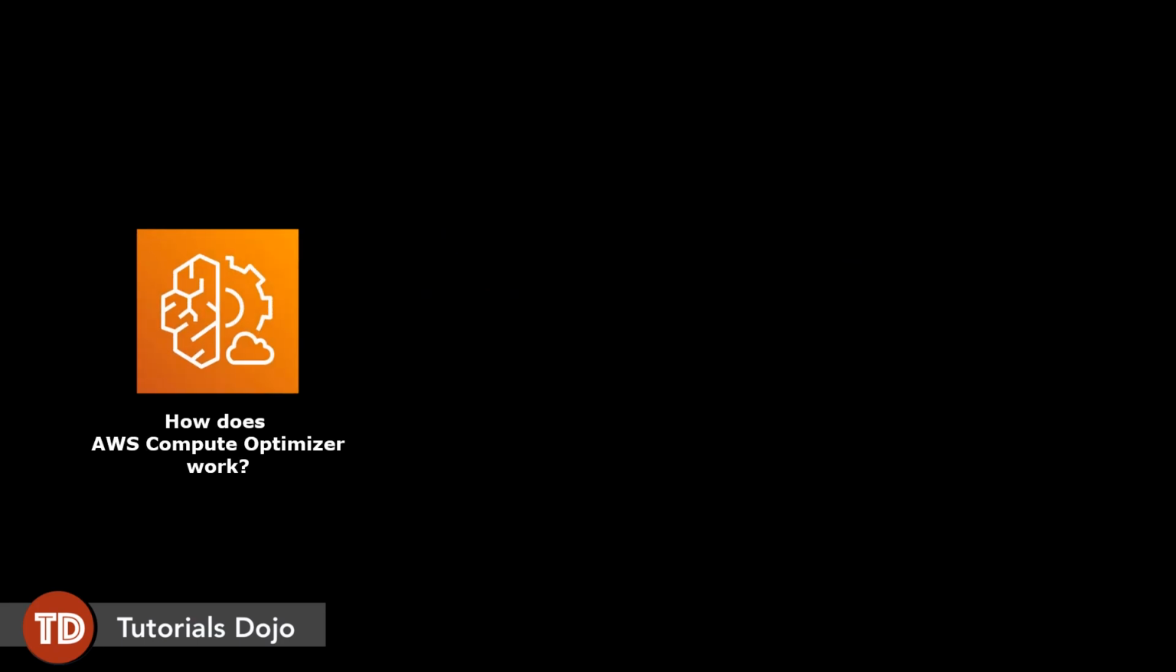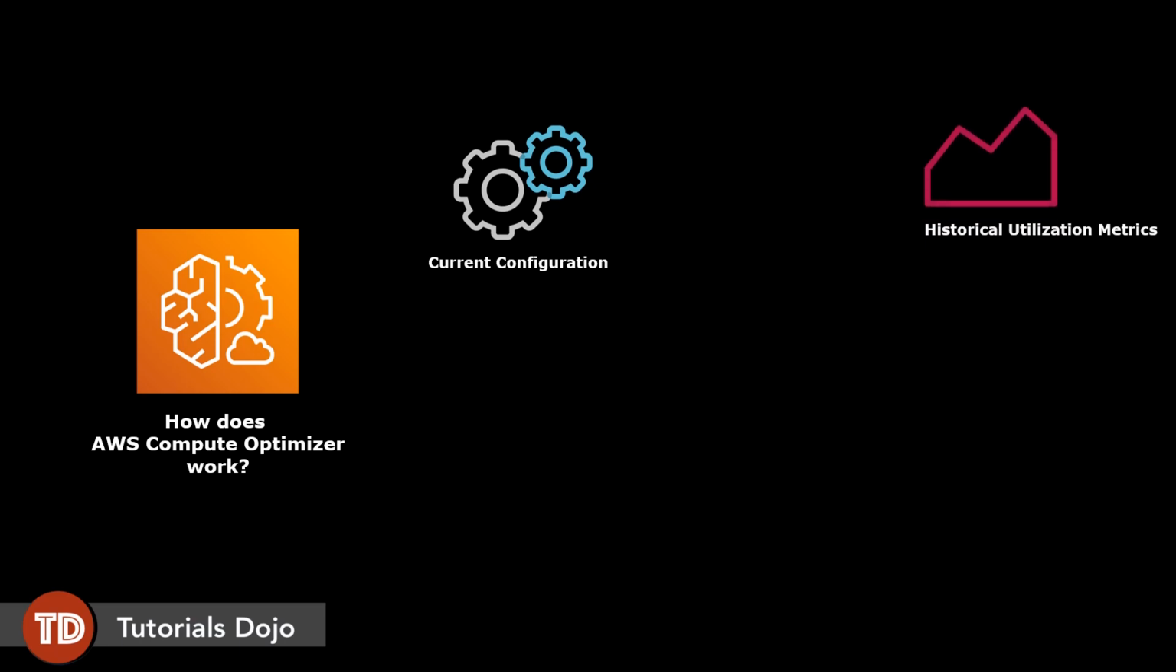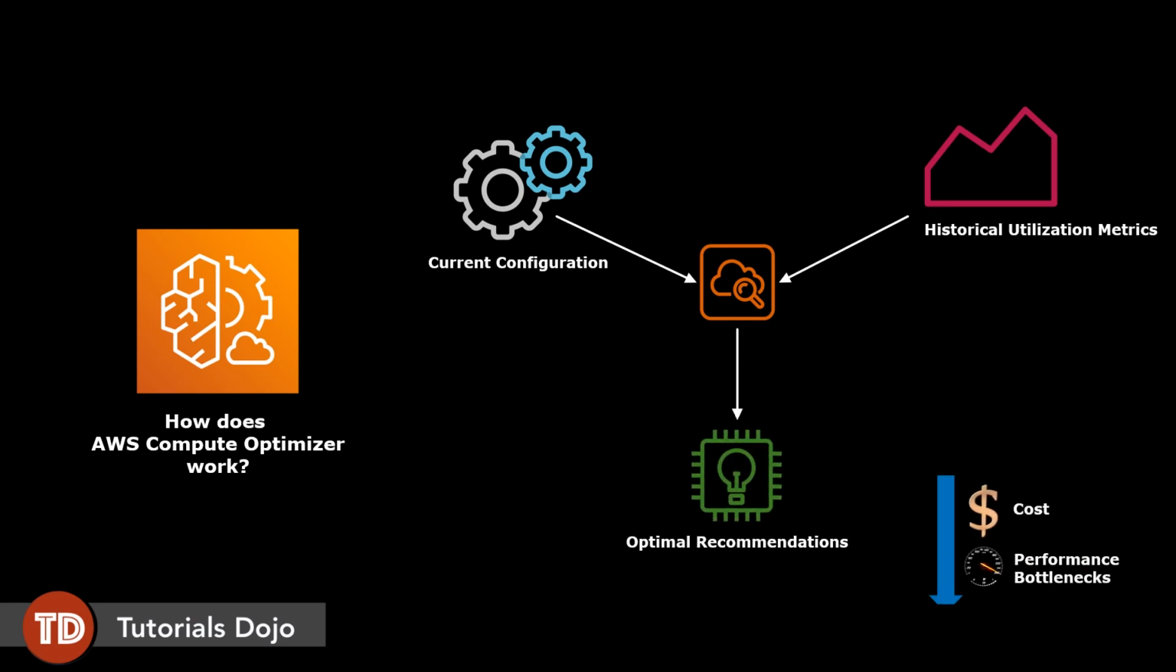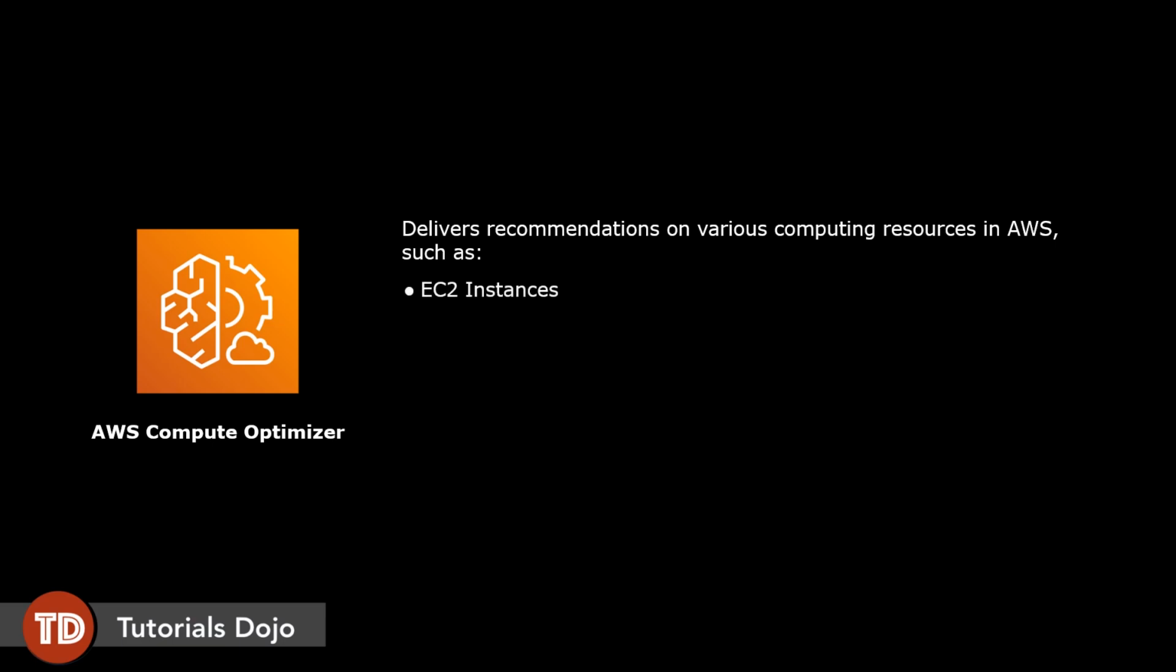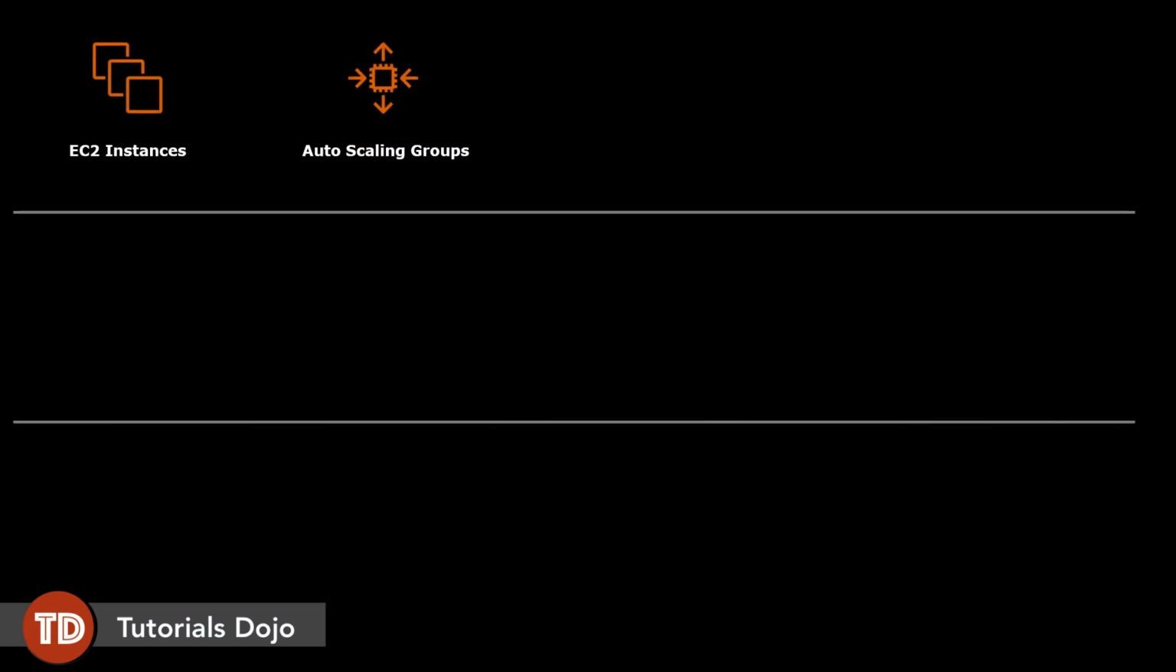So, how does AWS Compute Optimizer work? First, it analyzes the configuration and utilization metrics of your resources. Next, it reports if the resource is optimal from a cost and performance perspective. Then, it recommends a more optimal option to reduce costs or performance bottlenecks. AWS Compute Optimizer delivers recommendations on various computing resources in AWS, such as EC2 instances, auto-scaling groups, EBS volumes, Lambda functions, etc. For EC2, it generates recommendations based on 4 different dimensions.